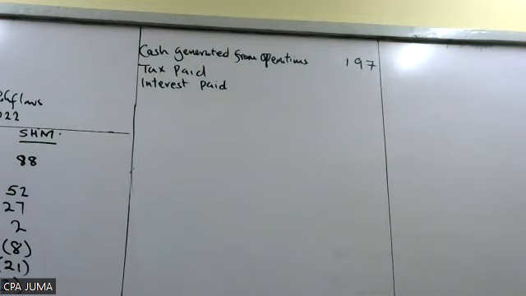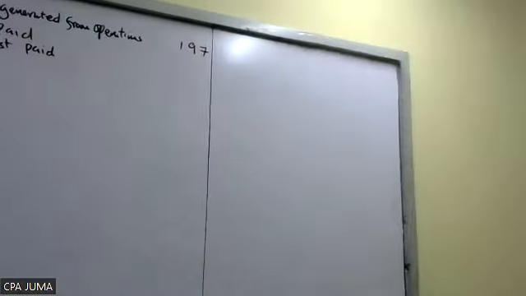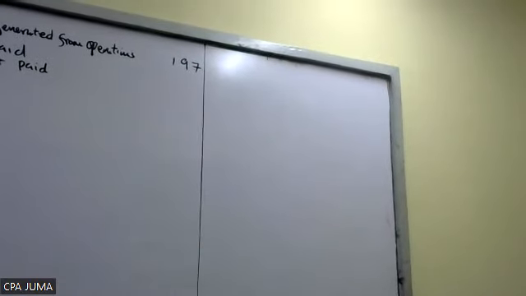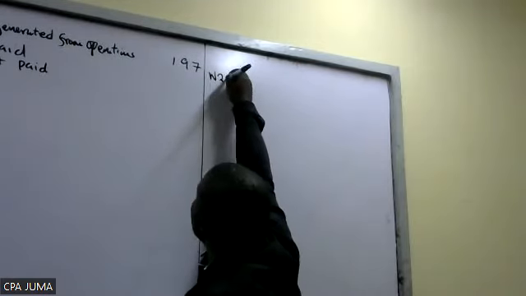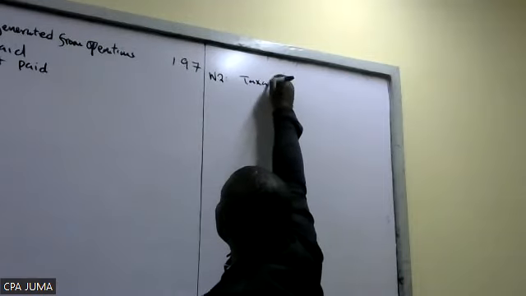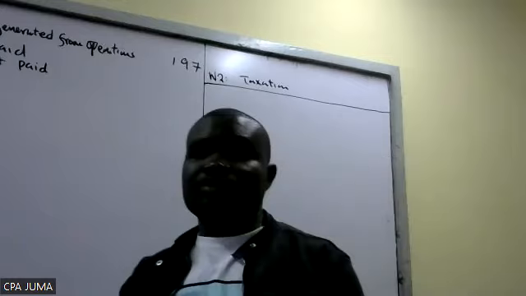Tax paid and interest paid. Hizo lazima tufanye working. We don't have any option. So let's go to working two. Working two, I want us to check the taxation. I want us to have taxation accounts. So working two, taxation. I want us to check how much tax was paid.